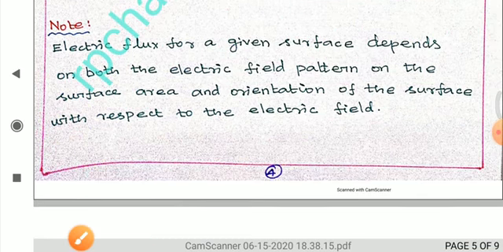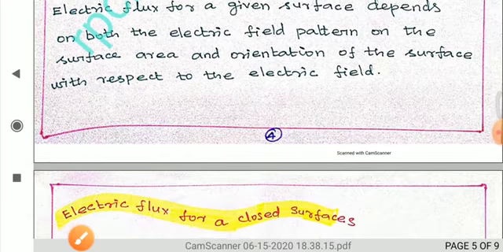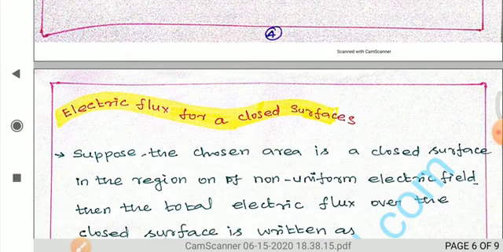In the next part we can discuss what the electric flux is for a closed surface. Dear students, initially we have discussed electric flux. What is the definition of electric flux? Electric flux is defined as the number of electric lines of force passing through the given area which is normal to the direction of the electric field.